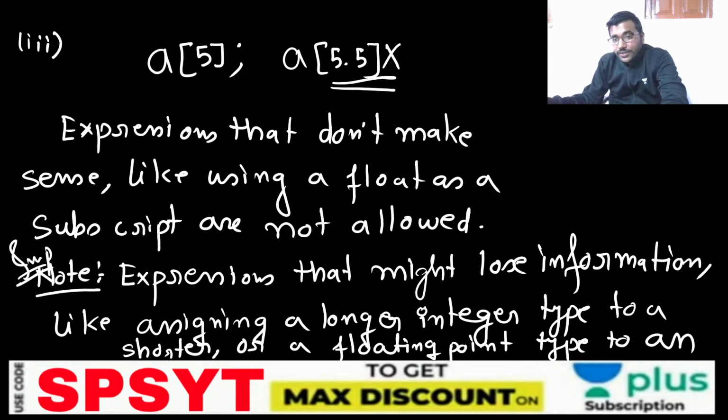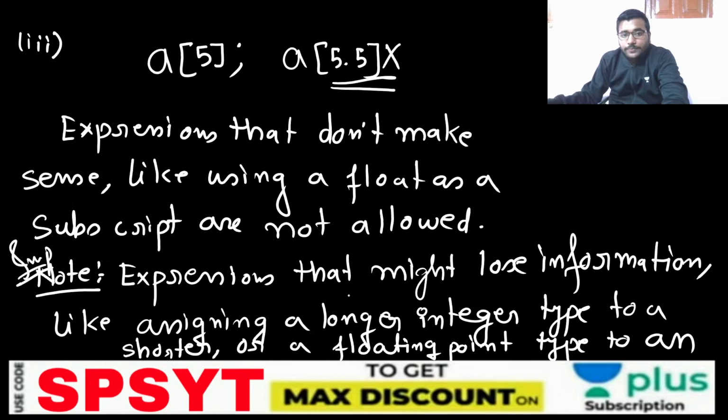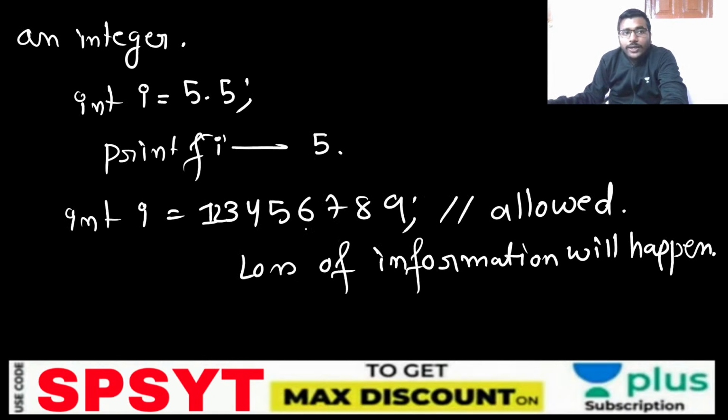So it is saying that expressions that might lose information, like assigning a longer integer type to a shorter one. You have taken a long number and you are assigning it into an int, so it will lose some information. In an int you are assigning a float, or a floating point type to an integer, so it will lose the information. It will happen.